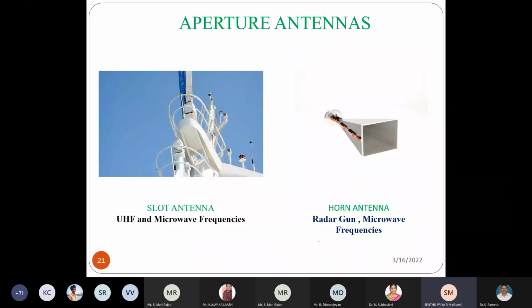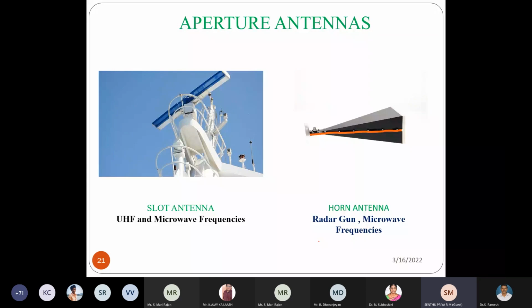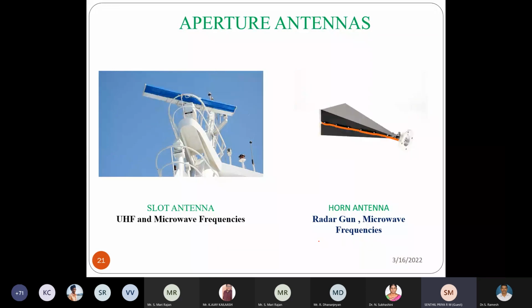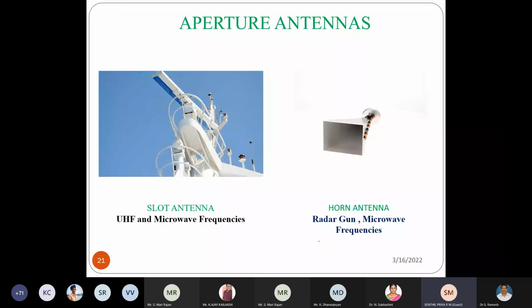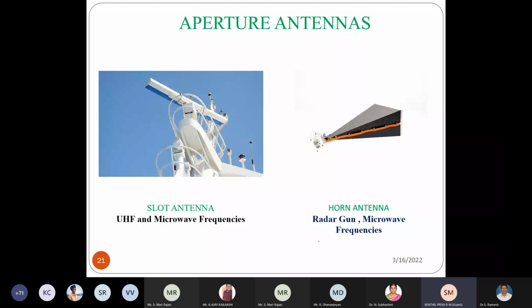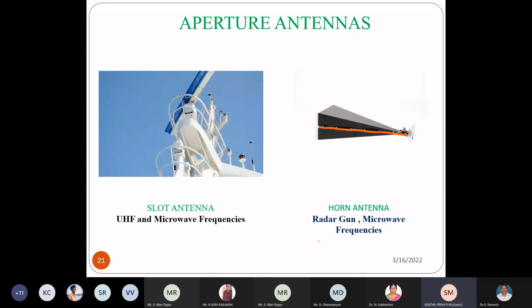You can do this experiment using a microwave test bench, with the horn antenna structure. You can see how the high frequency is transmitted through the waveguides, where the high frequency is carried through the waveguides. We can see the transmitting antenna inside and the receiving antenna. That is the use of horn antennas. It is used in radar guns and microwave frequencies. Slot antennas can be used in marine systems also. Then wire antennas. So what is a wire antenna?